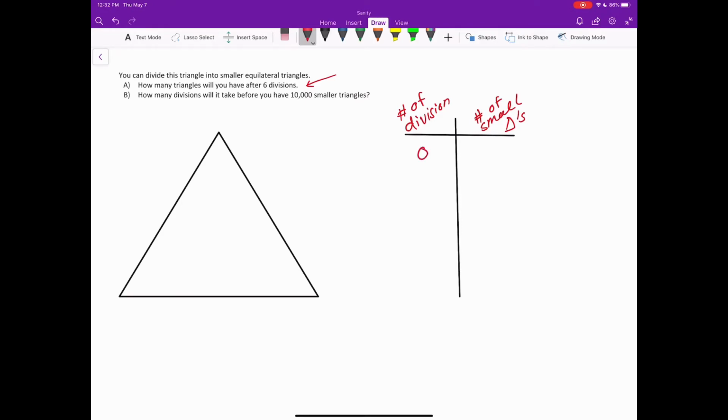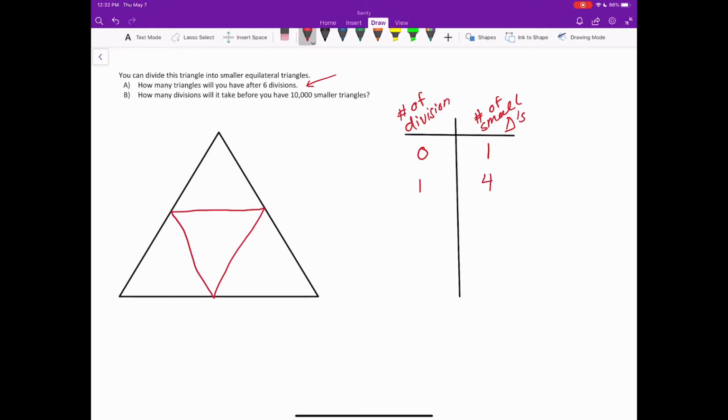After 0 divisions, this is our starting point. I just have 1 large triangle. I'm starting at 0 so that we can have an initial value later on that's going to help us. After 1 division, just like I said, you could take it like this and divide it like that. After 1 division, now I have 4 smaller triangles.